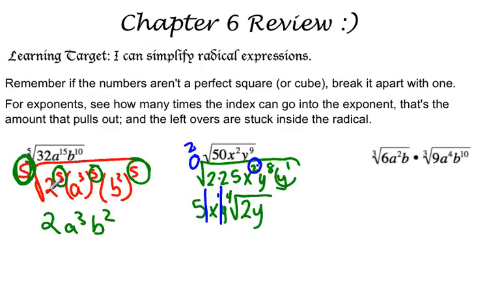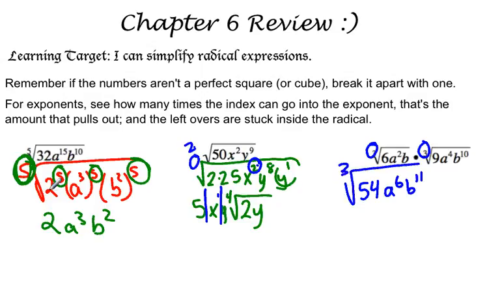If we look at the next one, these are cube roots. We like it when they're cube roots. That means we don't have to think about absolute values because it's an odd root to begin with. And so what you want to do, if they're both underneath the same root, you can actually multiply everything inside. 6 times 9 should end up giving you 54. A squared times a to the 4th gives you a to the 6th, and b times b to the 10th is b to the 11th. Now you have the cube root.